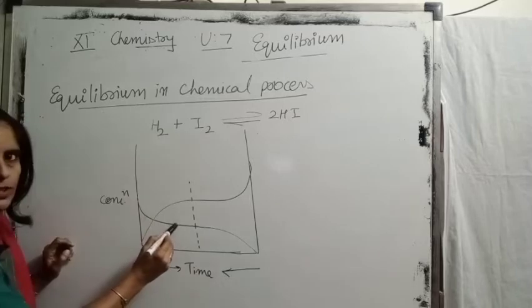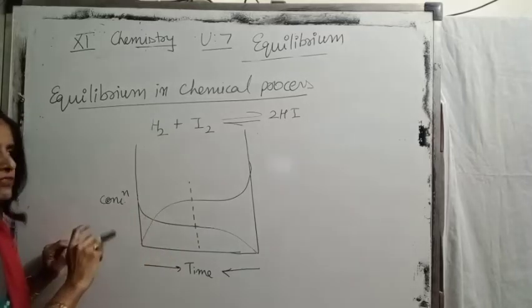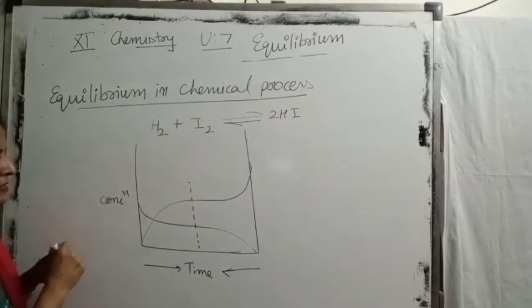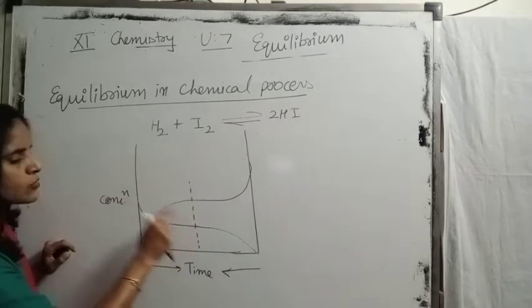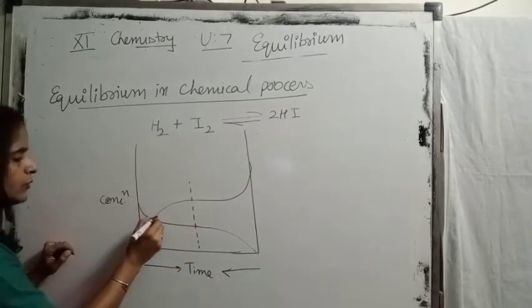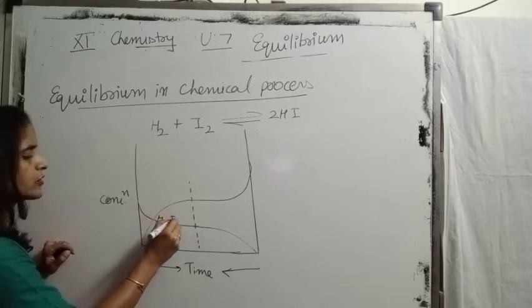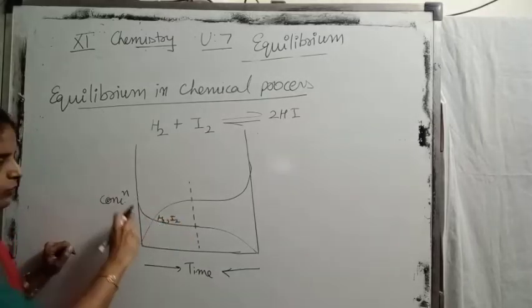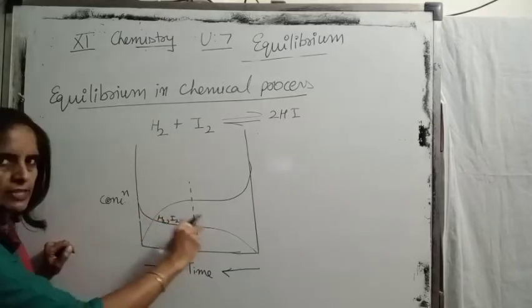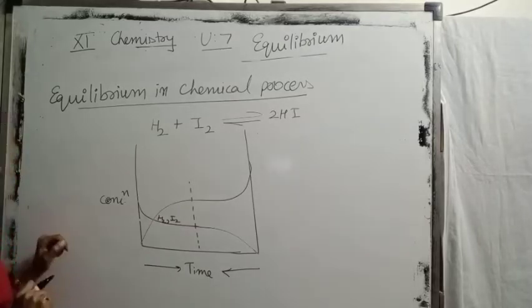So how is this graph showing this feature? This is the decrease in concentration. We know that by the passing of time, the concentration of reactant decreases. Means this graph is for hydrogen and iodine. So what we are taking here is hydrogen and iodine. It slowly decreases and reaches a fixed value. Clear? So that is the equilibrium stage.